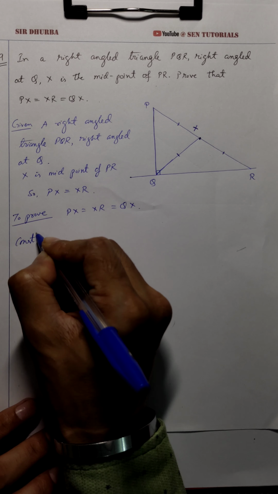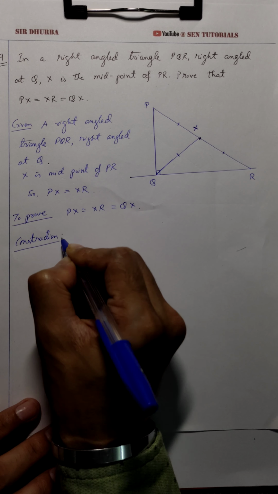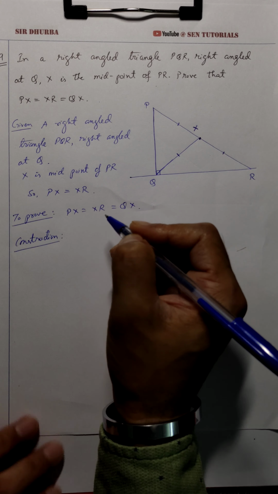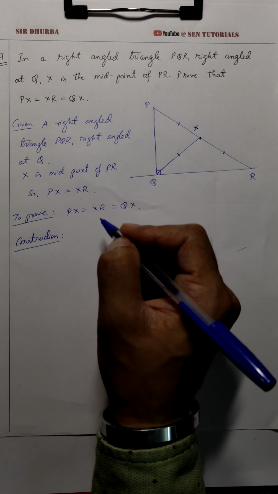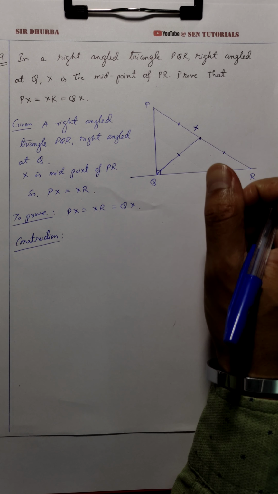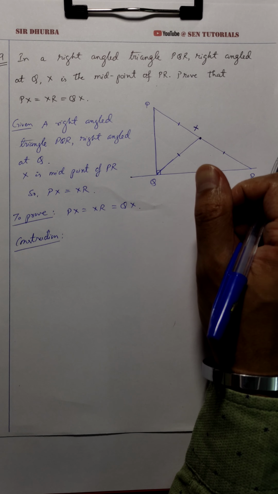Now here we will do a small construction. Actually this question can be solved in different ways. One of the simplest ways is using the coordinate system, and in just 3-4 lines we can easily get the proof. We can also use the proof using the midpoint theorem.